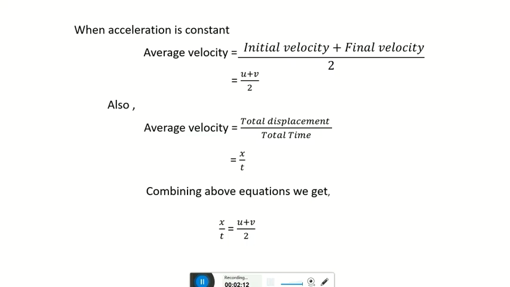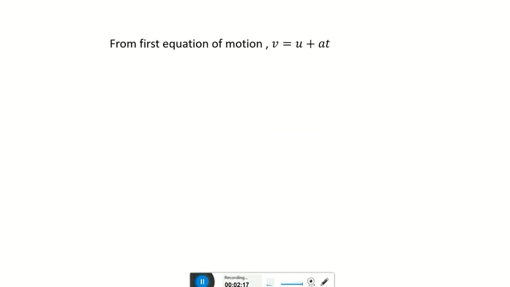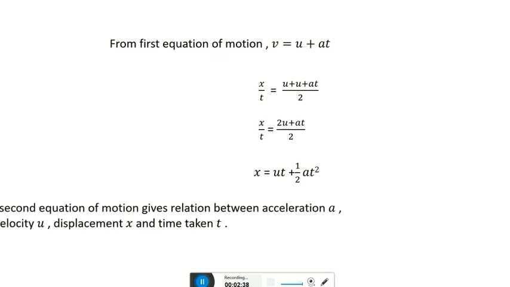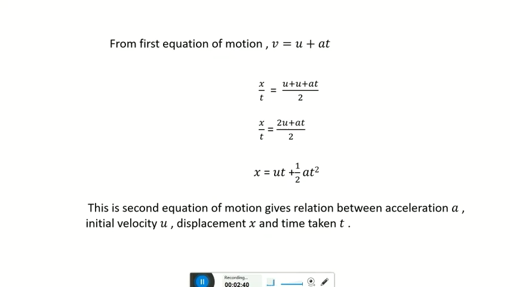From the first equation of motion, we get v is equal to u plus at. Putting the value of v in this equation, we get x by t is equal to (u plus u plus at) by 2, or x by t is equal to (2u plus at) upon 2, or x is equal to ut plus half at square. This is the second equation of motion, which gives the relation between acceleration, initial velocity, displacement and time taken t.